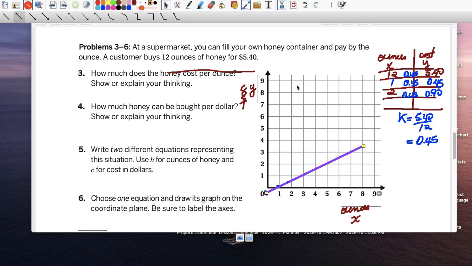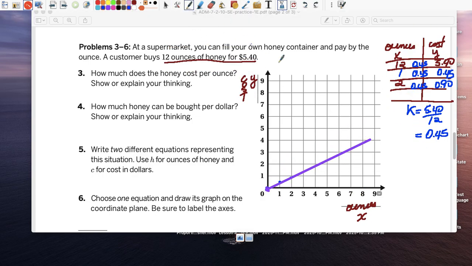I want to stretch that out. Does it make sense here for me to connect the dots? Yeah, because what if I wanted 1.5 ounces? Would I be able to? So all these points on the line make sense. Is it possible to buy 4.1 ounces, 5.2 ounces? It is. So all those points represent different ordered pairs that represent different quantities, different ounces of honey and its respective prices.